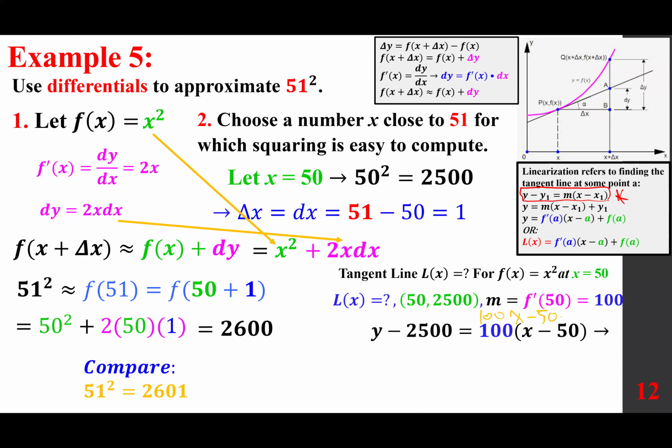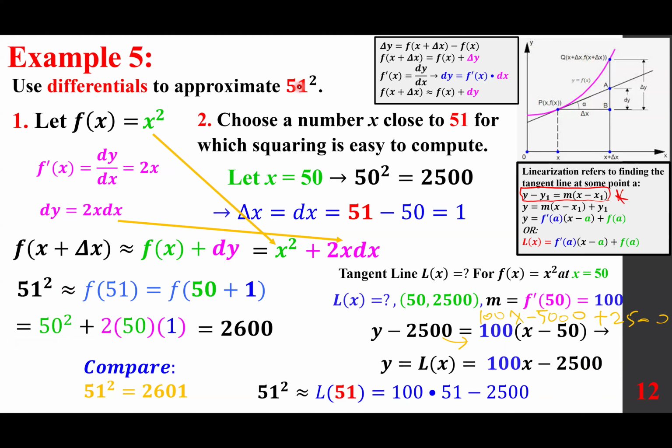minus 5, and we have 3 zeros. This one, we move it, we make it plus 2500. And y, or L of x, becomes 100x minus 2500. Now, if you plug in 51, in other words, 51 squared equals L of 51, it's 100 times 51 minus 2500, and it's exactly equal to what we got here. If these two are not identical, somewhere we've made a mistake.